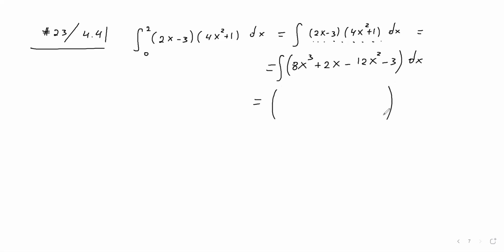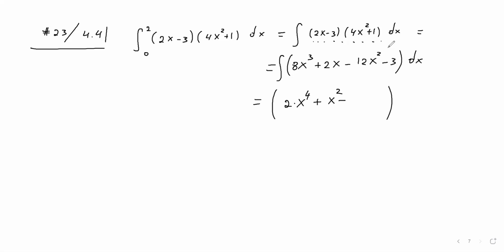Remember to keep parentheses. Don't make the mistake that I did earlier in the first problem, where I forgot to put the parentheses and then things got messed up because I forgot to keep track of a sign. So 8 times x cubed, the antiderivative of that will be 8 times 1/4 x to the 4, right? So it will be 2 times x to the 4, because 8 over 4 is 2, plus 2x. The antiderivative of that is 2 times 1/2 x squared, which is just x squared.